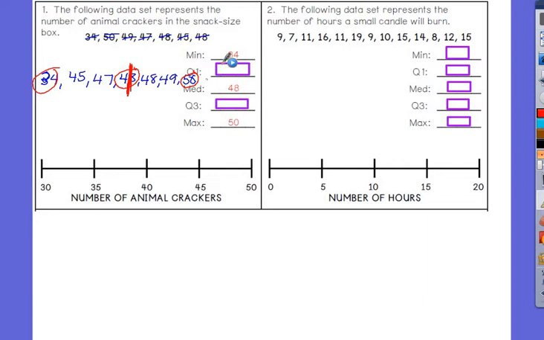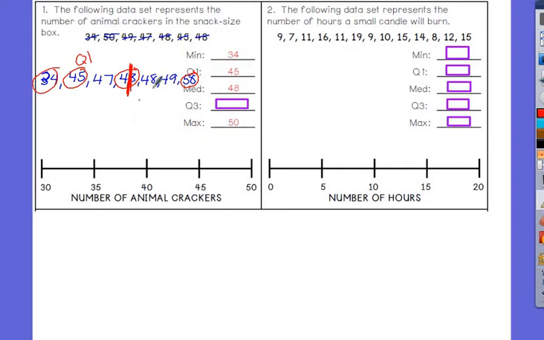Now I have to find quartile 1, which is the median of your lower half. So I really have 3 numbers down here: 34, 45, and 47. Who's in the middle? 45. You don't use 48. So 45 is my quartile 1.